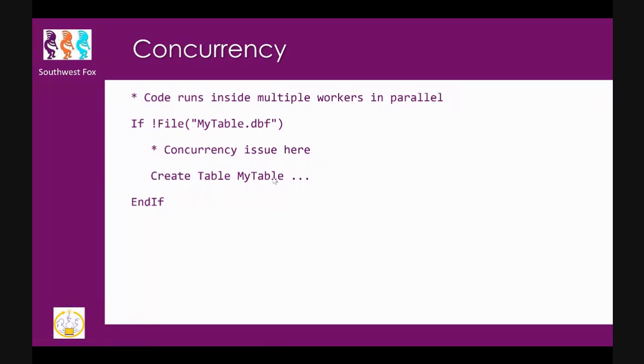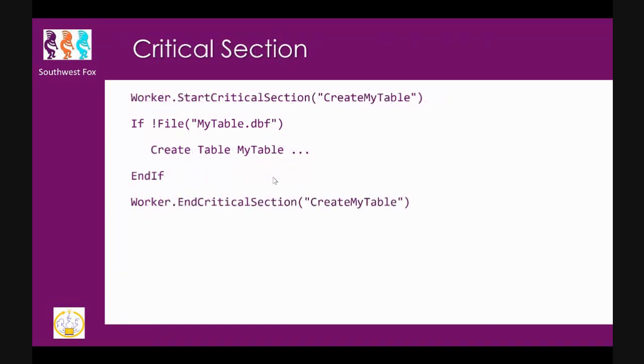You really only want one worker to create that table and the others to move on, right? And so we address this by designating this code as a critical section. Within your worker code, you can call worker start critical section. That places a lock on this section of code. It's similar to a database lock, except it's done in memory. And I've given this critical section a name called create my table. Now, if you have multiple critical sections throughout your code, you want each one to have a unique name, not random, but unique so that they don't interfere with each other.